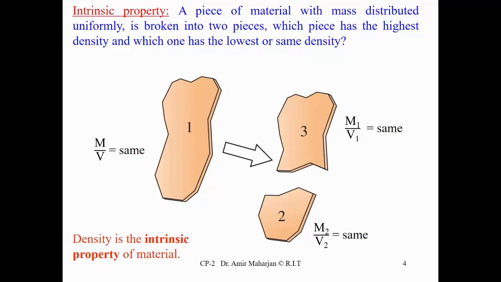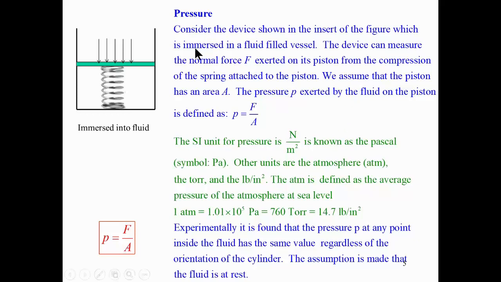Just like density, how do we define pressure? Pressure is defined as force per unit area acting on the surface. Its SI unit, our standard unit, is of course newtons per meter square, because force is measured in newtons and area in meter square. A very popular unit of pressure is the pascal, which is basically newtons per meter square.